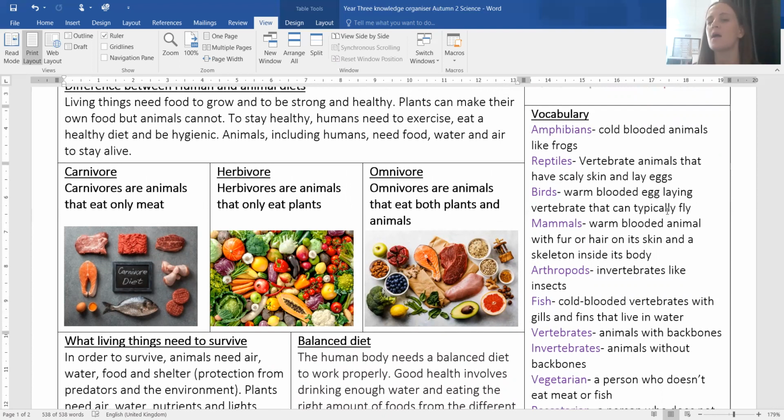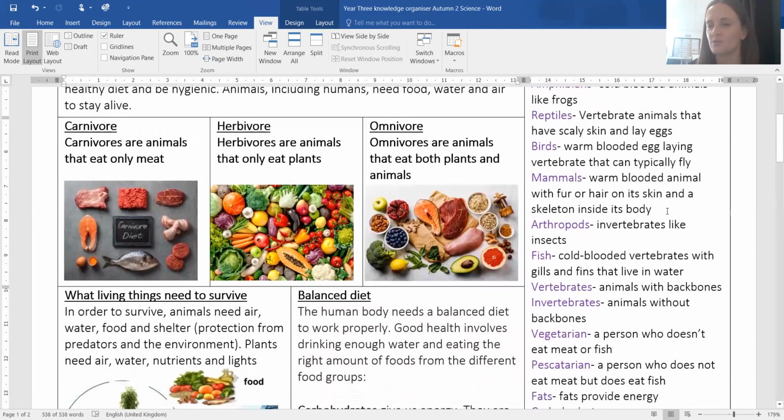Mammals. Now, mammals are warm-blooded animals with fur or hair on their skin and a skeleton inside their body. So humans are an example of this, as well as other mammals like an elephant. It's got hair on its skin, to be fair, and it's got a skeleton. A tiger will also have fur and a skeleton.